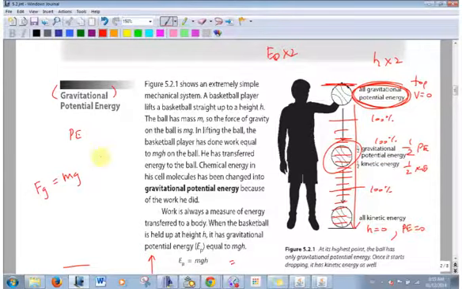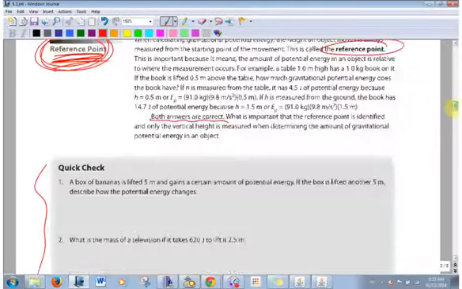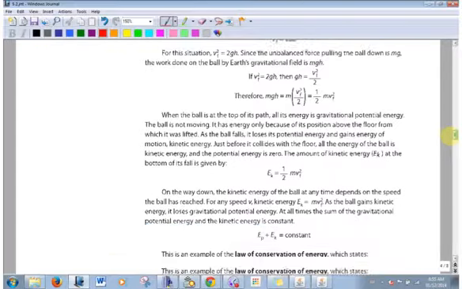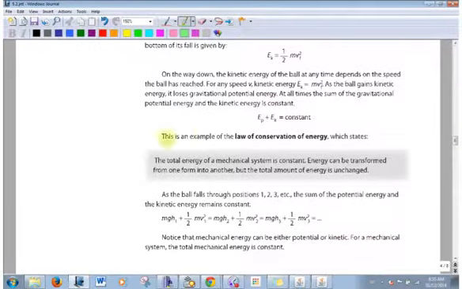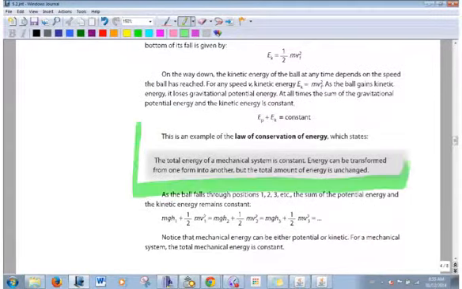Okay, so that's what we're going to do. Some problems where we convert back and forth and back and forth. The law of conservation of energy. There it is.